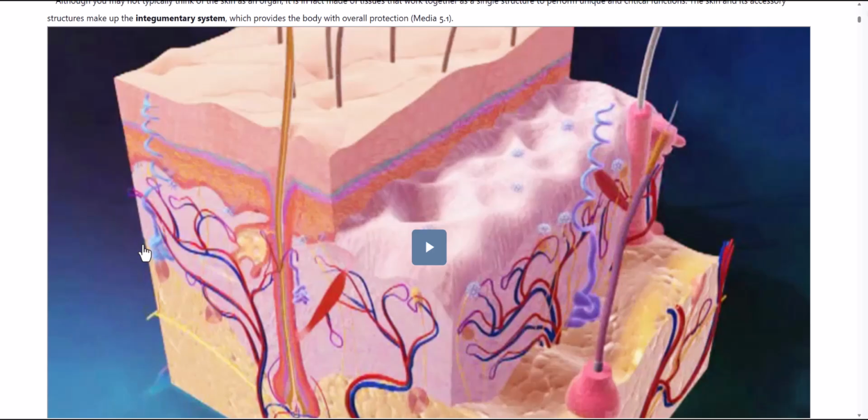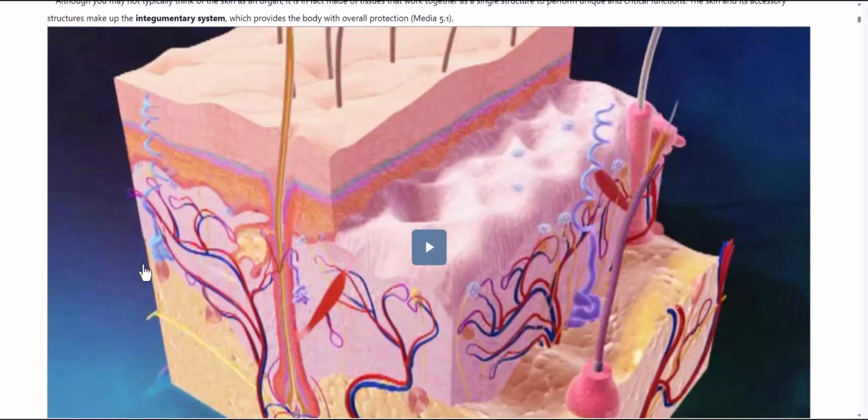And then that is your integument. That is your cutaneous membrane. That is your skin, and made up of the epidermis and the dermis. Below that, there's another layer called the hypodermis, also referred to as the subcutaneous layer.